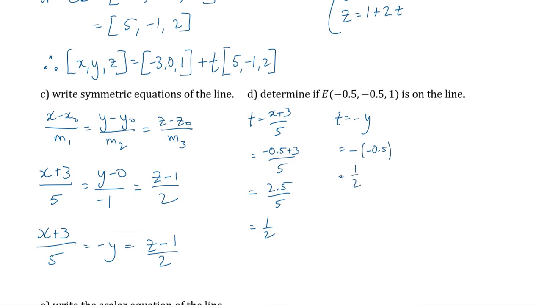The next one, t equals negative y, which is negative 0.5, which is a half. So far so good. Consistent t, right? But isn't it going to have to be consistent for all three parts? Being good for x and y is not enough. That would have been enough in 2-space, but not in 3-space. So we have to check it against z minus 1 over 2. The z component is 1, right? z value is 1. So that's going to be 1 minus 1 over 2, which is 0. So the t is not consistent, therefore E is not on the line. Okay?